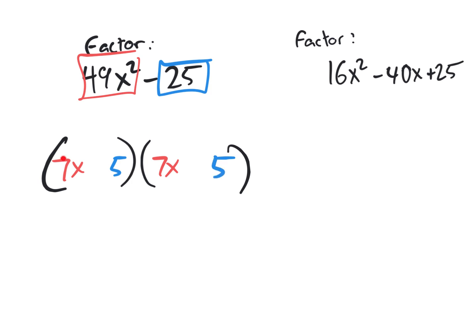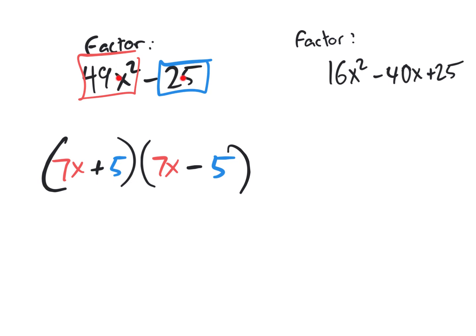Now think about this. If we're distributing, 7x times 7x give us a 49x squared. But at the very end of your distribution, how are you going to get a minus 25? Well, one has to be a positive 5 times a negative 5. So the signs have to be different. One has to be a plus, one has to be a minus. They have to be different. Not only that, there is no middle term, and the only way that the middle terms cancel out is if you have the same binomial, but one's plus and one's minus, right in the middle, right? So this is the shortcut of factoring a difference of two squares.